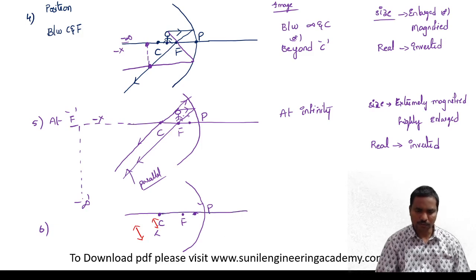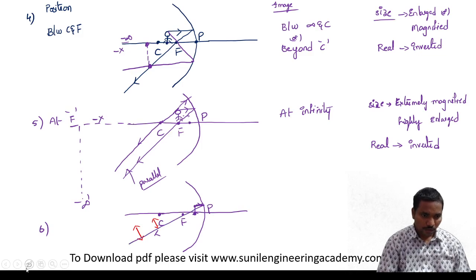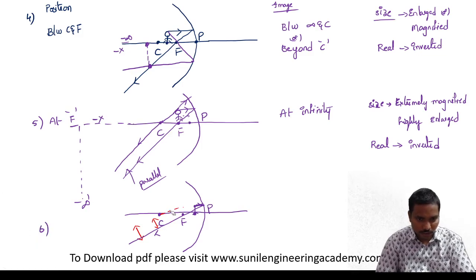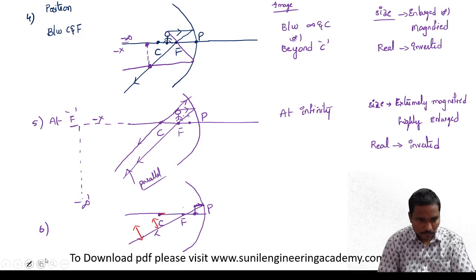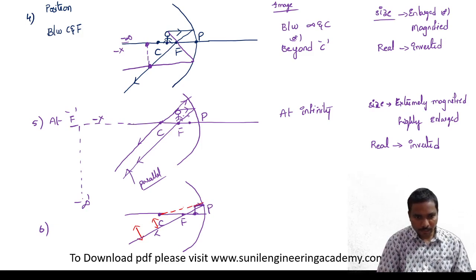The principal axis. Okay. If this is your object, if any one light ray is parallel to the principal axis, after reflection it will go through the focus, like this. And the second one, if you send one light ray in the direction of the center of curvature, like this, then it will be reflected back in the same direction.